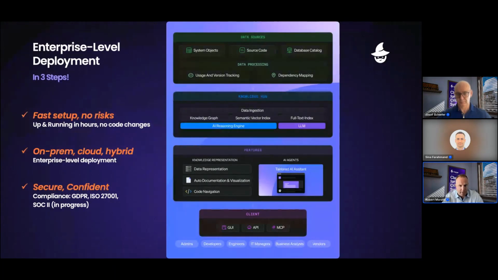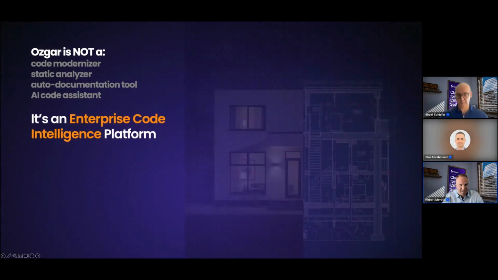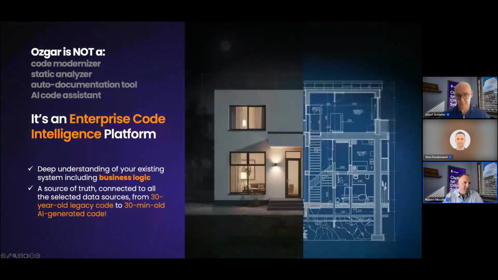cloud, and hybrid. And my final poll that I'm going to ask you for, at least for this part of the presentation, well, I'm sorry, I have one more slide to show you. So Oscar is not a code modernizer, a static analyzer, auto documentation tool, or an AI code assistant. We are an enterprise code intelligence platform. So we deeply understand your existing system, including the business logic, and then we become that source of truth connected to all the selected data sources. Doesn't matter if it's 30-year-old legacy code or 30-minute-old AI generated code.